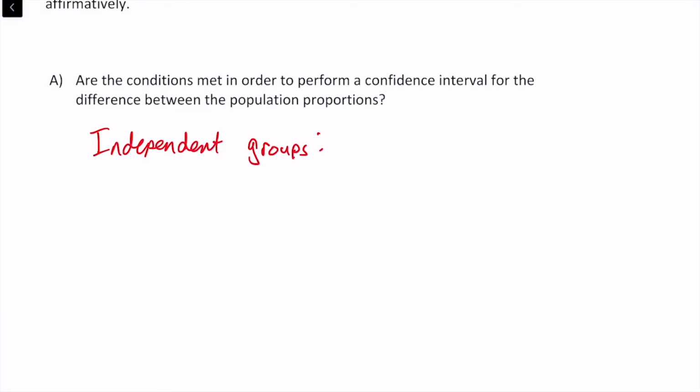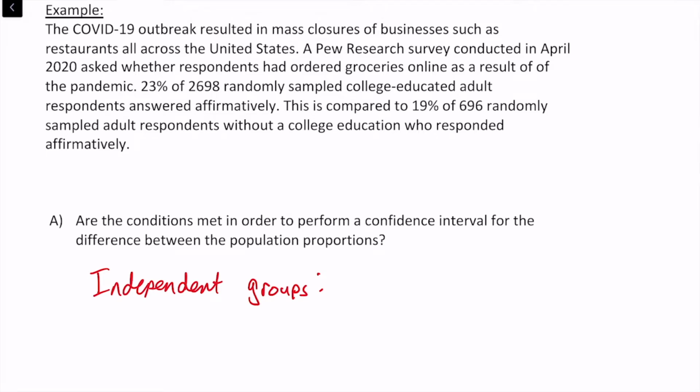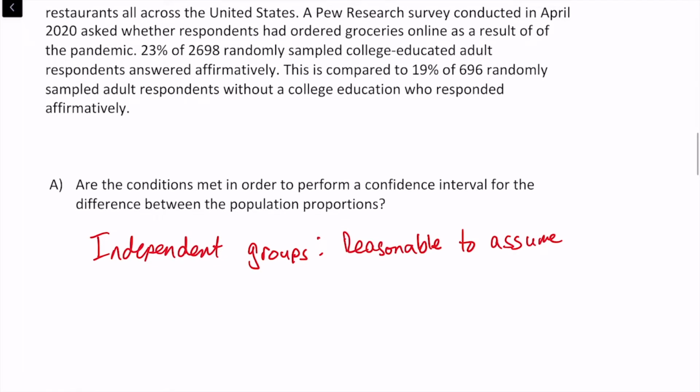Well, they don't tell us explicitly that these groups are independent, but it's reasonable to assume independence. Okay? Why is that? Because remember, independence means one group really doesn't influence the other, right? And so we're talking about two different groups of people. We're talking about college-educated people versus non-college-educated people, right? And so there's really no dependency. There's really no relationship between the two. All right. So it's reasonable to assume independence there between the two groups. What one group does doesn't affect the other group.